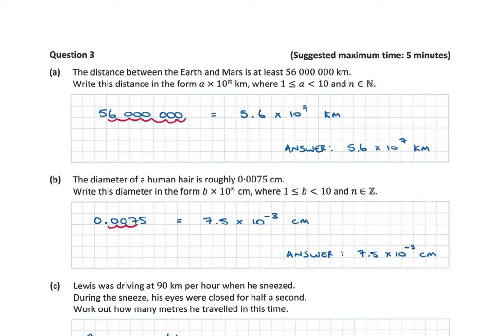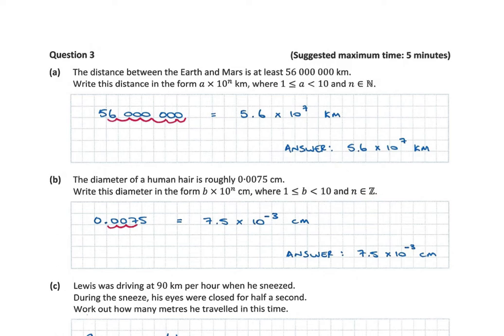Okay, for part B, it's very, very similar, except part B is working backwards, right? So they tell us the diameter of a human hair is roughly 0.0075 centimeters. Write the diameter in the form of b multiplied by 10 to the power of n centimeters, where 1 is less than or equal to b, which is less than 10. And here n can be an integer, so a positive or a negative whole number.